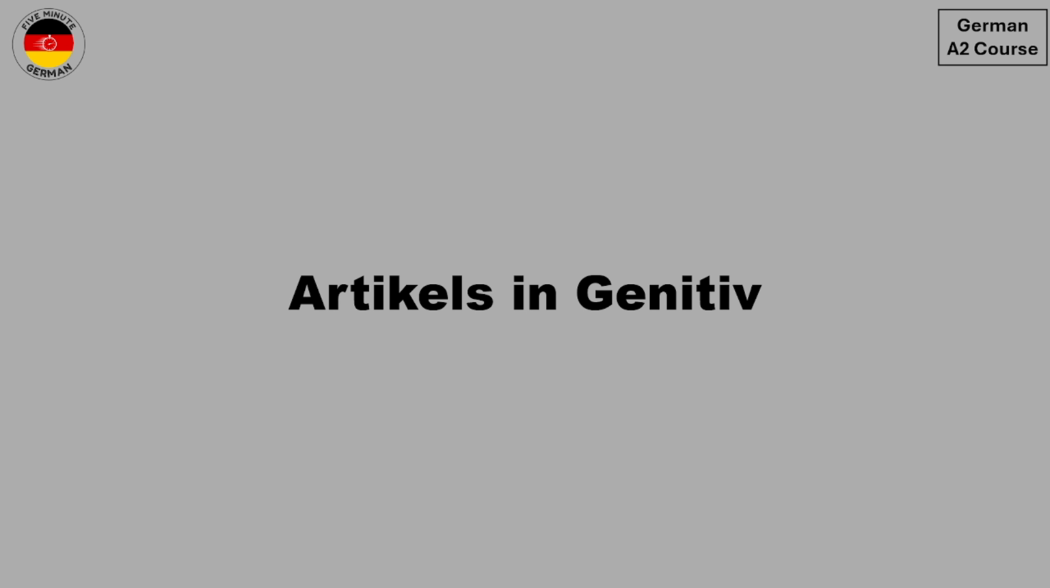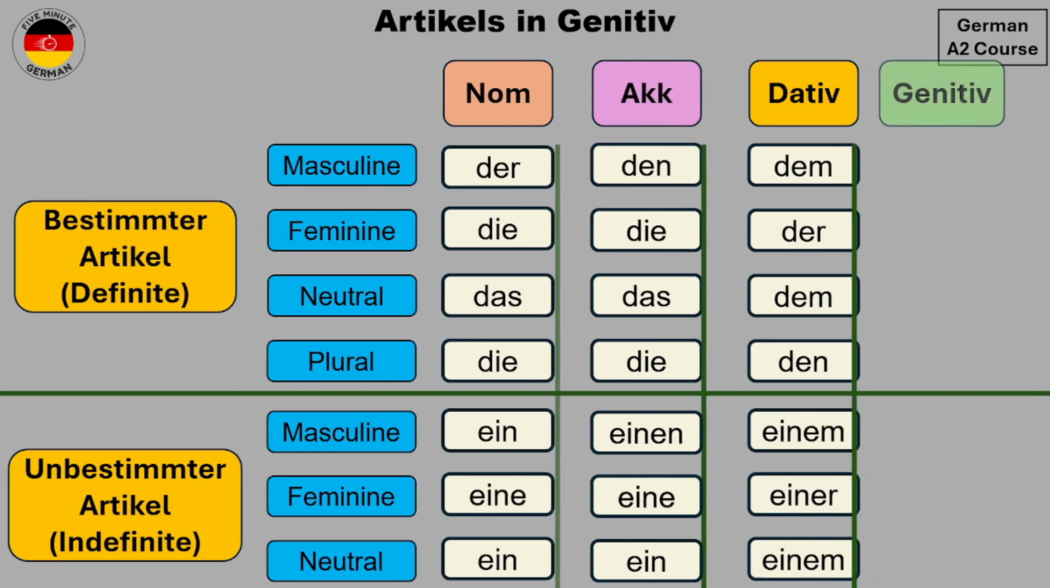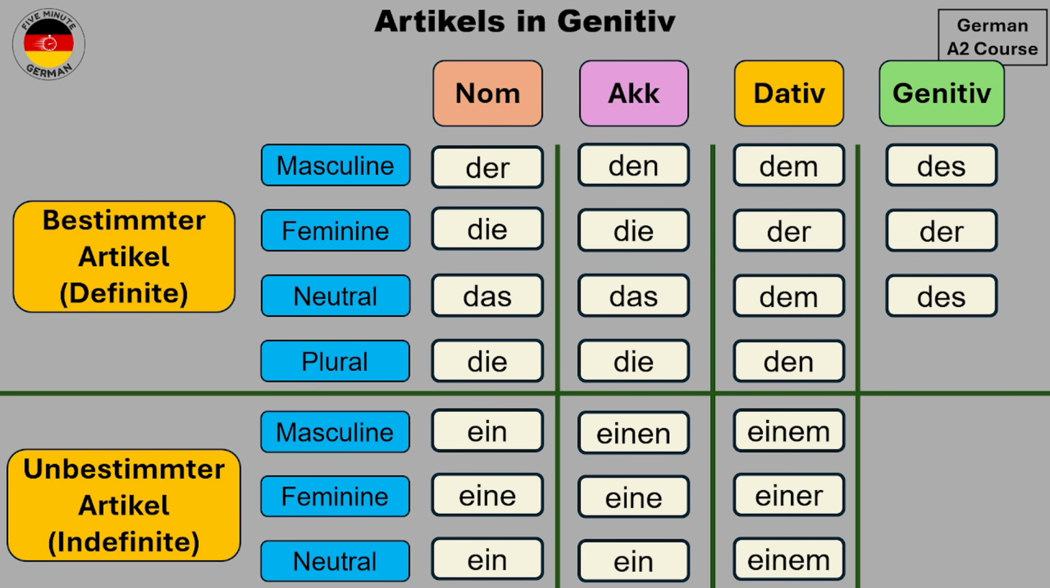Now let's take a look at the different articles in genitive, and then we will take a look at different examples. So here are the articles in nominative, accusative and dative, which we have already learned. Now let's make some space for the genitive case. So the bestimmter or definite article for genitive in masculine is des, for feminine it is der, for neutral it is des, and for plural it is der.